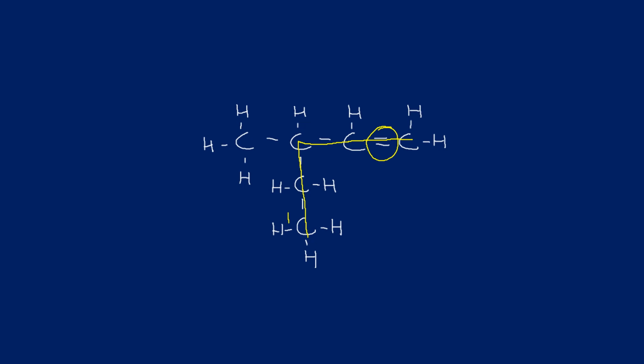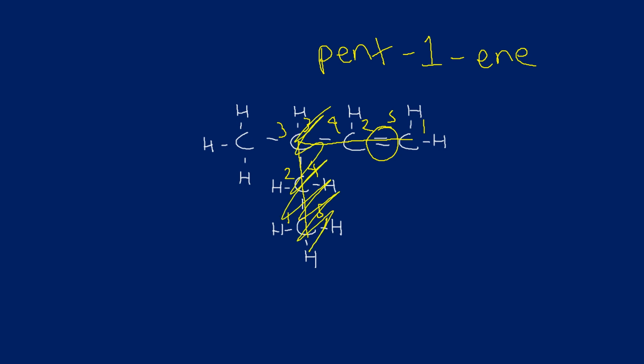Now let's number them. 1, 2, 3, 4, 5. 1, 2, 3, 4, 5. So I'm going to call this pent-1-ene, because the functional group has to have the lowest number. The functional group being the double bond. So I have to call it pent-1-ene and not pent-4-ene. So that's pent-1-ene. So that takes into account most of this molecule.